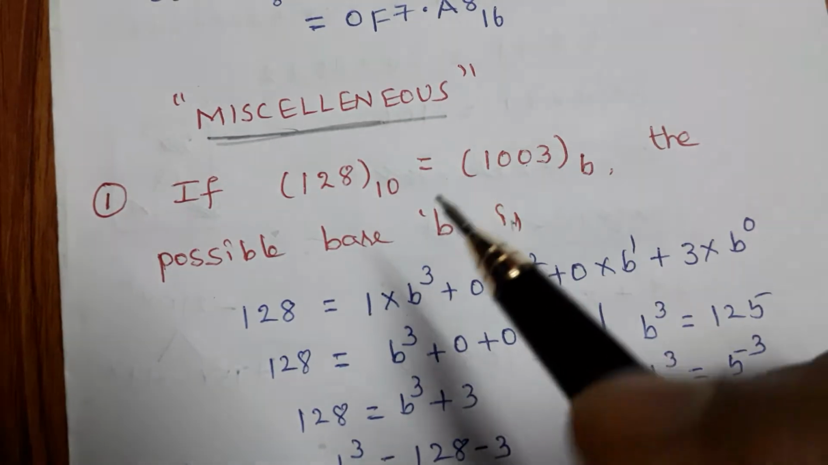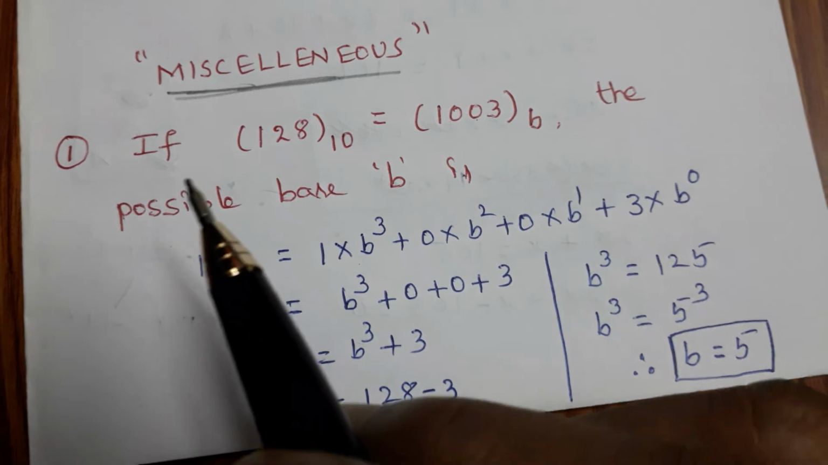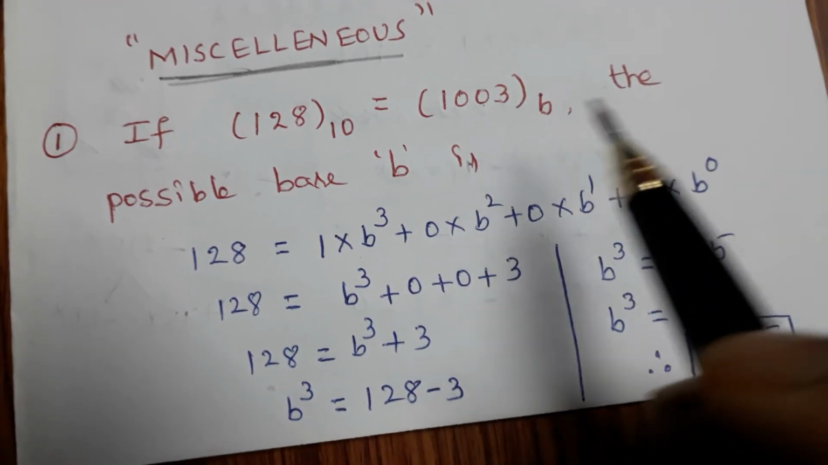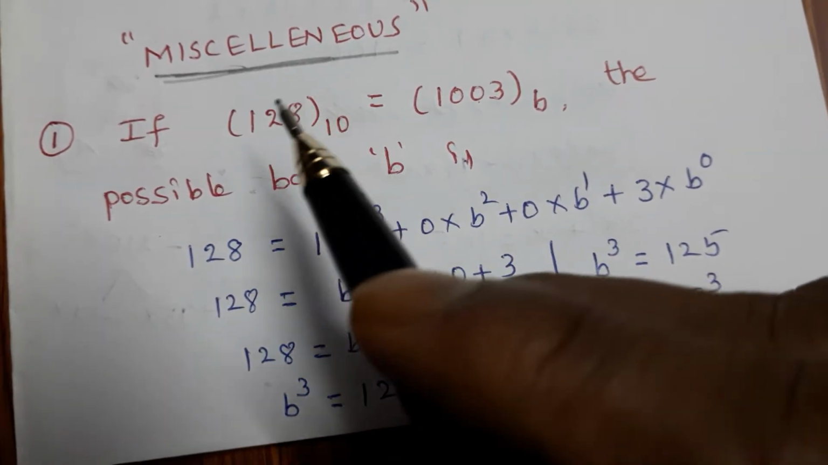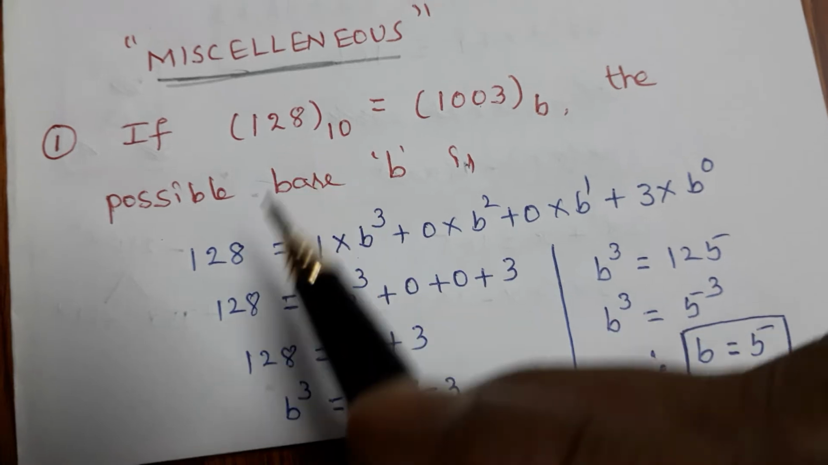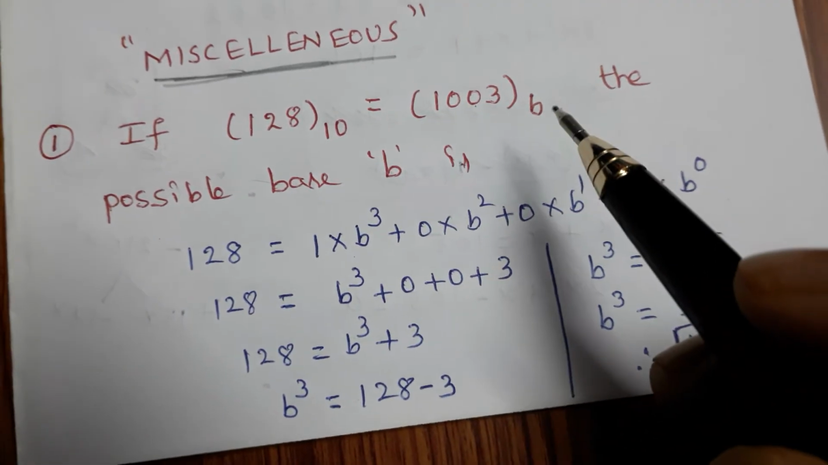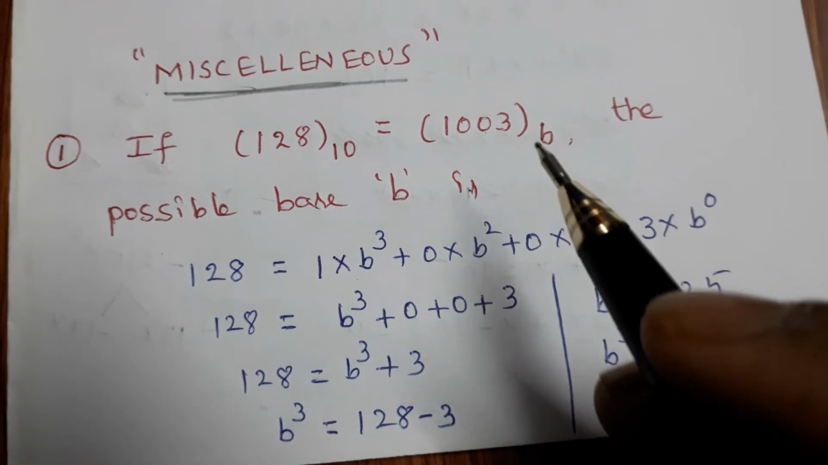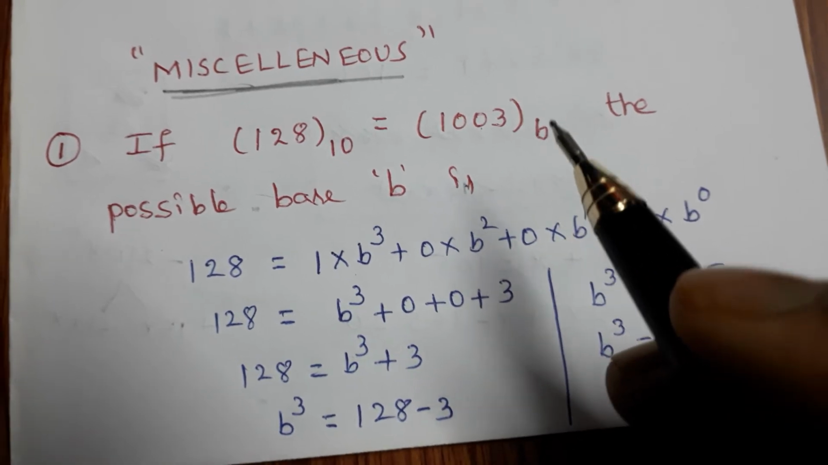That means we can find one radix with the help of another radix. Now if you observe this question, if 128 base 10 is equal to 1003 base B, we have to find the possible base B. Since they have given that this is in terms of decimal, I am directly going to write 128. Now we know that any radix can be converted into decimal. How are we going to convert any radix into decimal? Simply by multiplying with its position weight with the help of radix.